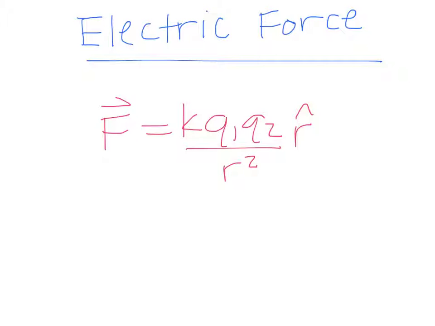We know that for any charges, opposites attract and like particles repel each other. So if you have a positive charge and a negative charge, the force will act along the line between the two, and it will force them towards each other because opposites attract.